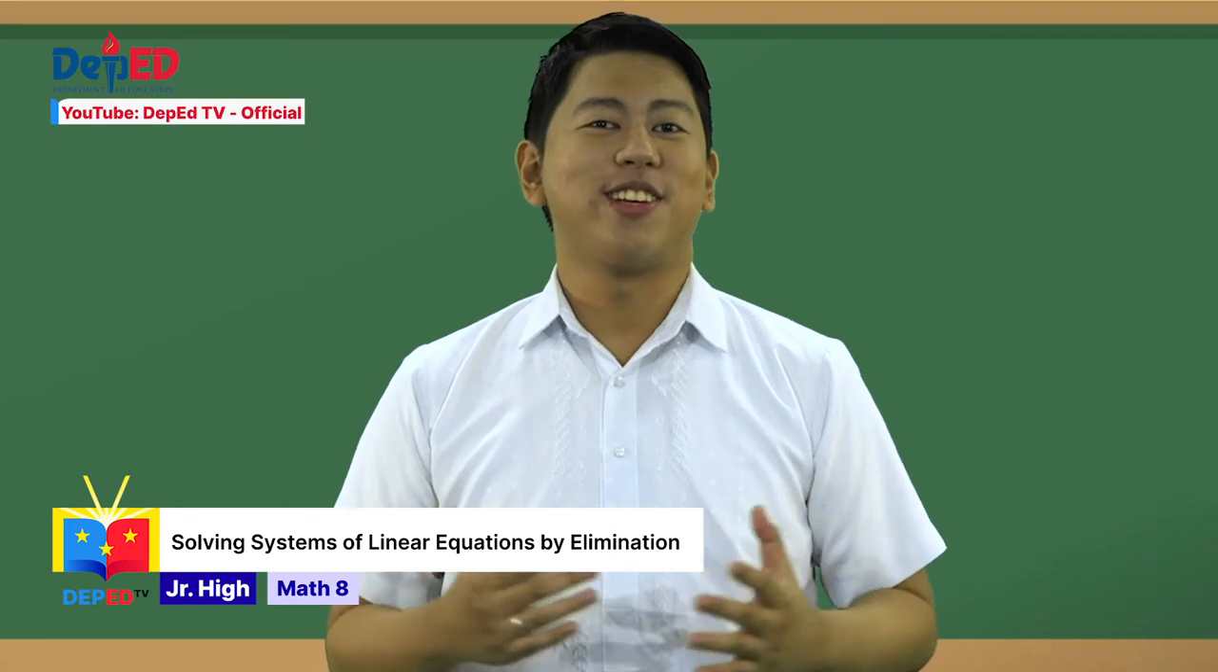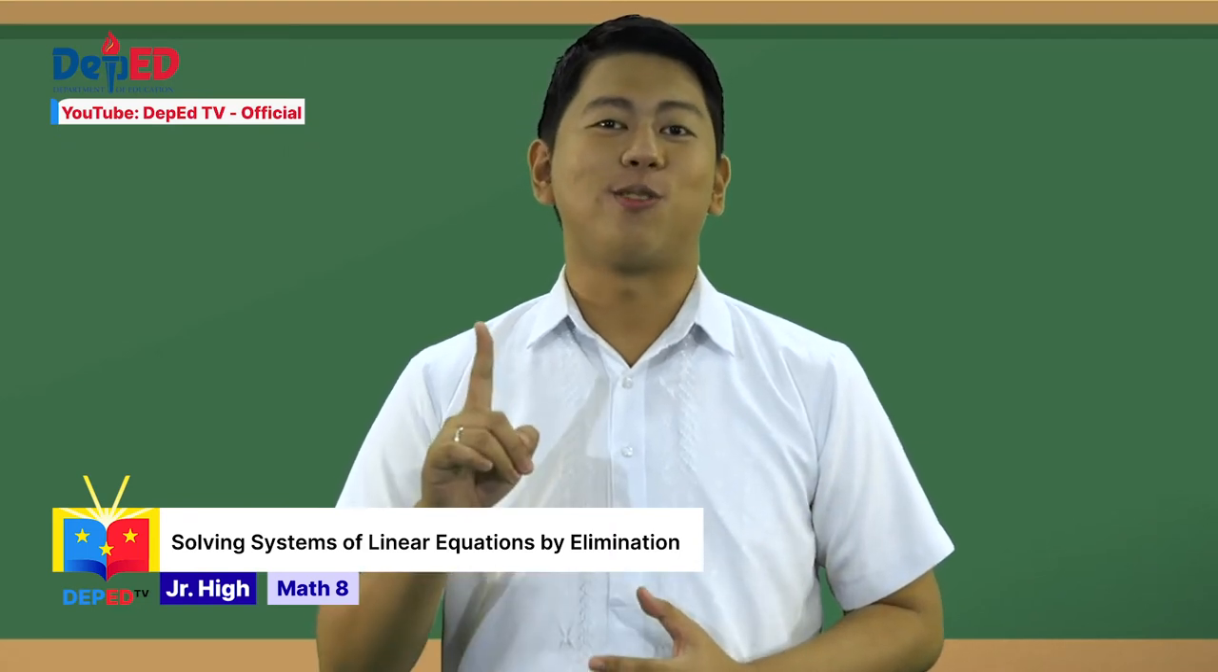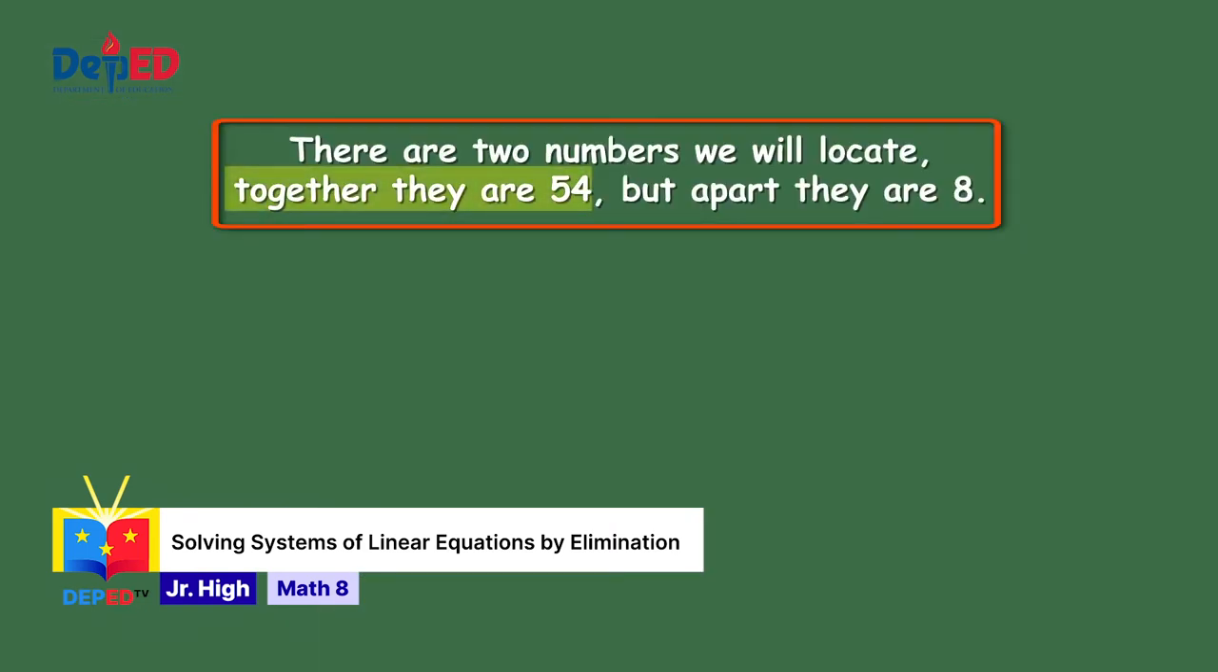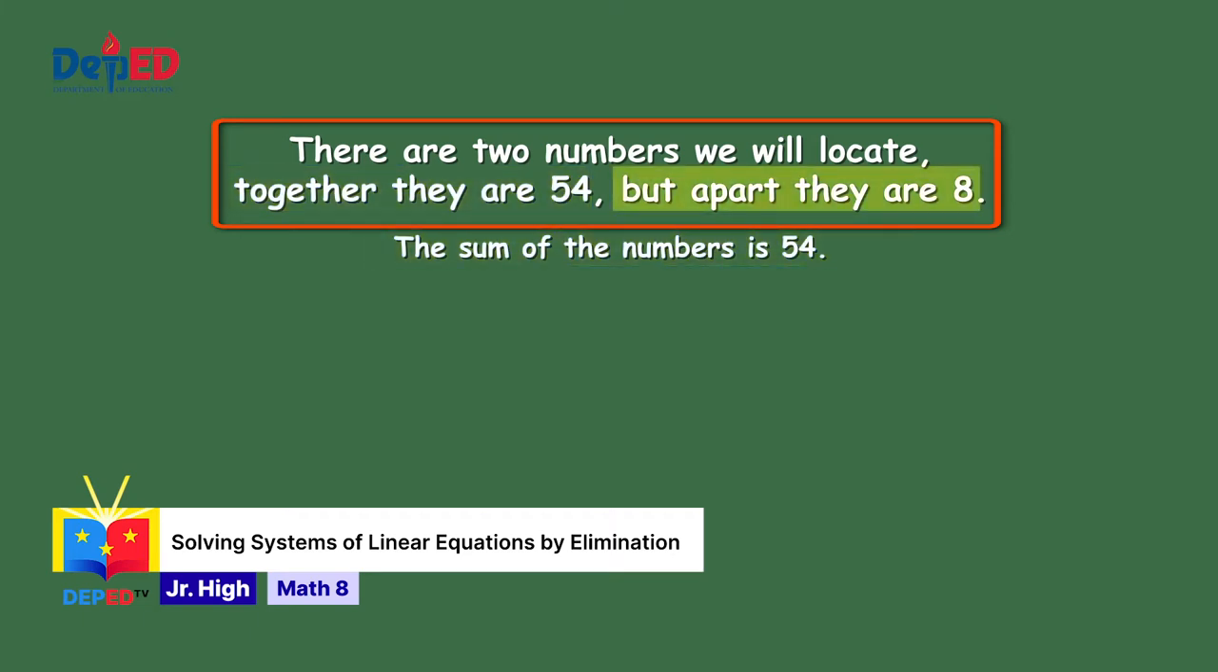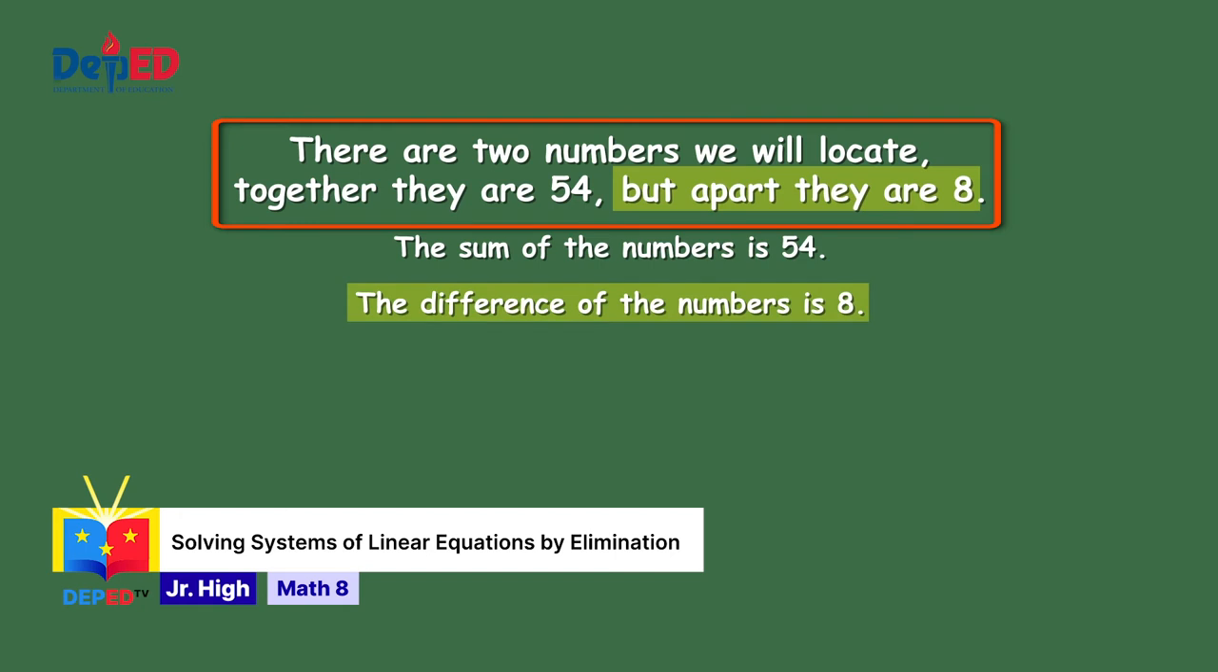We can break this riddle into two parts. The first one, with the phrase, when together are 54. It suggests that the sum of these two numbers is 54. Next, it is said that when apart, they are 8. We can associate this with the distance between the two numbers, or their difference.